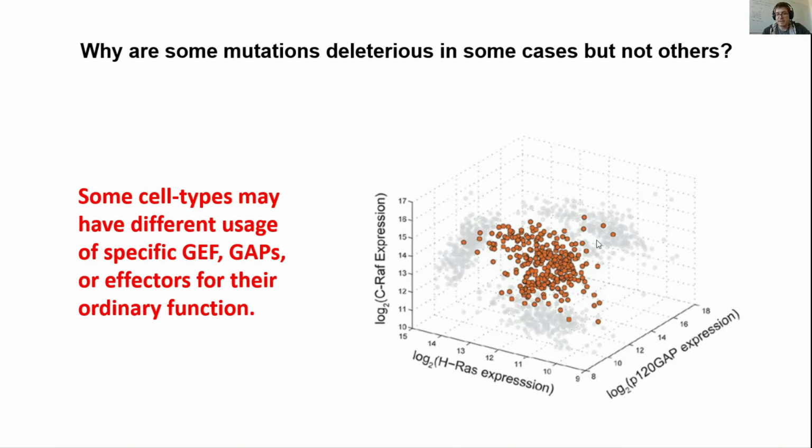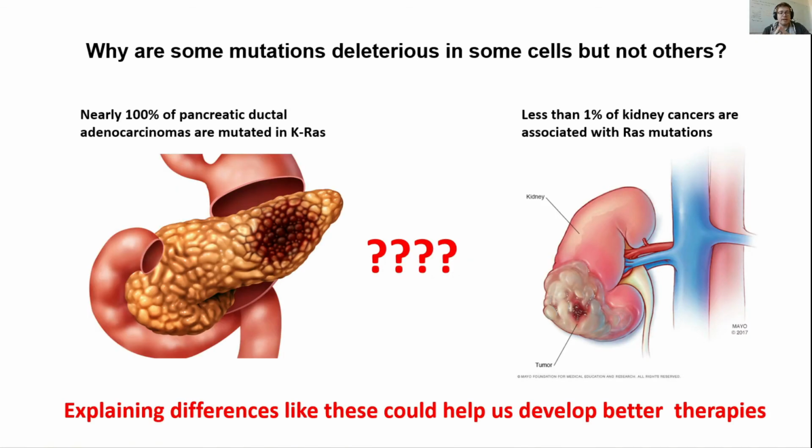The main point I want you to see here is that there are cells that have very different utilizations of these components. Some cells have lots of P120 GAP, and some cells don't have very much at all. What this means is that each one of these different cell types may respond very differently to perturbations and mutations in these components. A direction the field is really trying to go is to understand why some of these mutations are more deleterious in some cell types but not others.